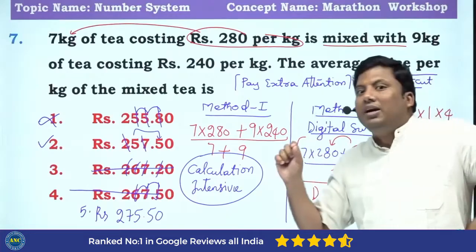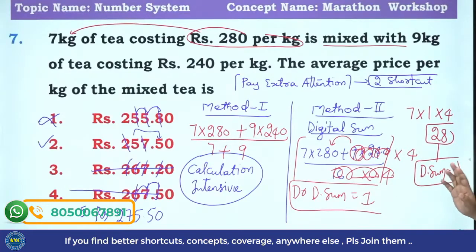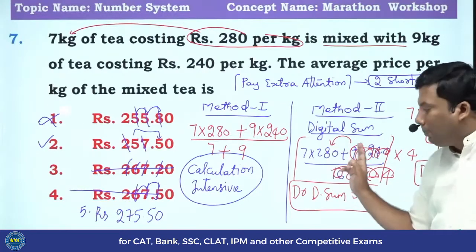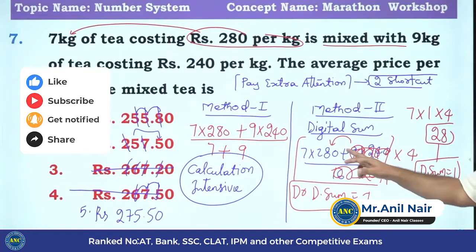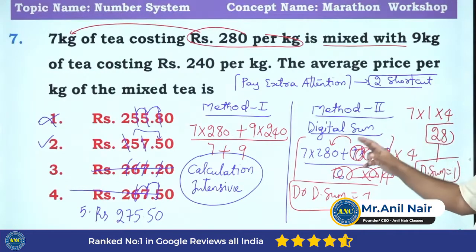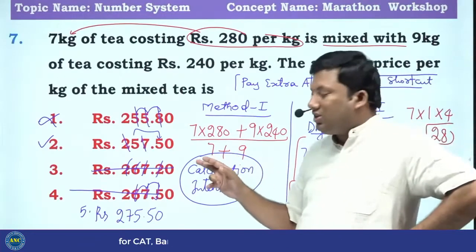If the denominator digital sum is 7, multiply the numerator and denominator by 4. 9 into any number, 9 are multiples of 9 with any number. Answer digital sum will not be affected. 280, 2 plus 8, 10, 1 into 7 into 4. 7 4s are 28. Digital sum is 1. Answer which option digital sum is 1?